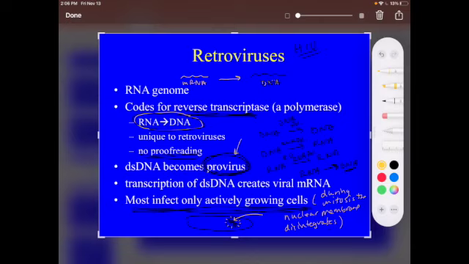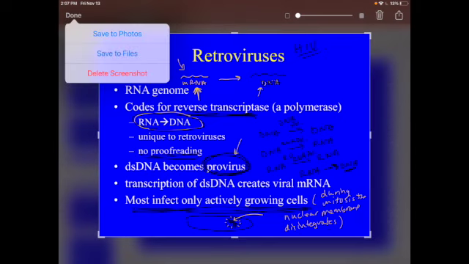So yeah, reverse transcriptase has also been very useful in the laboratory, because being able to look at messenger RNA and make DNA from it has some advantages. For example, messenger RNA is very short-lived. It's not very stable. Let me get out of here.